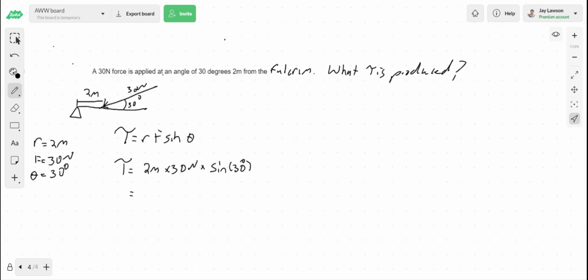And I get, hold on, my calculator messed up. An answer of 30. All these 30s. But that's because the sine of 30 degrees is 1/2. So that's why it comes out to 30 Newton meters. So anyway, that's our answer. That's how you do it when you have an angle.